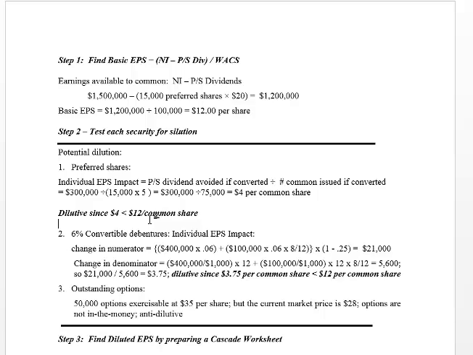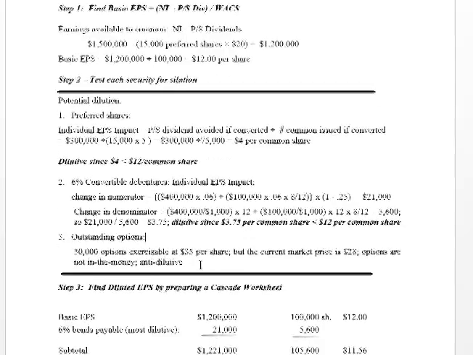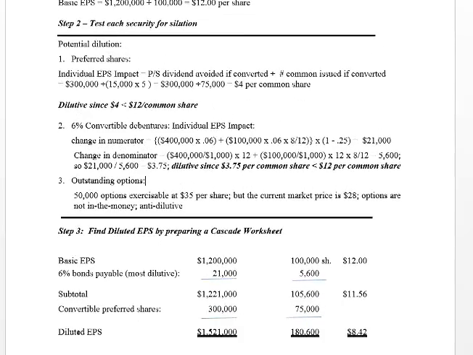It says each share is entitled to an annual dividend of $20 a share and is convertible into 5 shares of common. So now we would have had an extra 75,000 shares out there, and that would give us an EPS impact of $4 per common share. Since that $4 is less than our basic EPS, then it's dilutive, and we're going to include it in the diluted EPS calculation. Now we're going to have a look at the 6% convertible bonds.